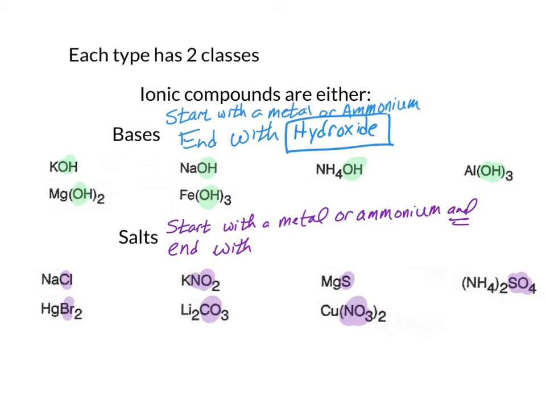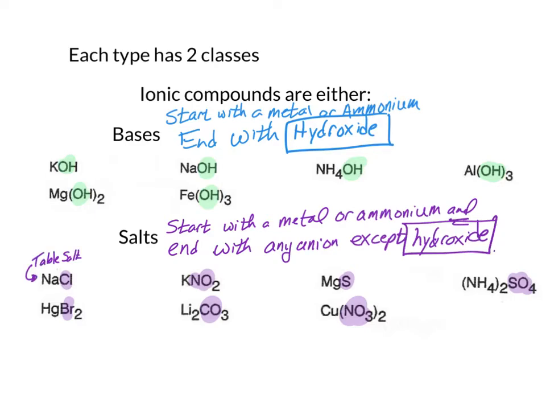The major pattern is these compounds are ionic because they start with a metal or ammonium, and they end with anything other than hydroxide, and that makes them a salt. So what we call a salt, and table salt, is not all of the salts. In this course, all of the salts include anything that starts with a metal or ammonium and ends with anything except for hydroxide.